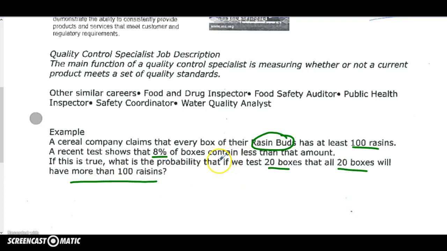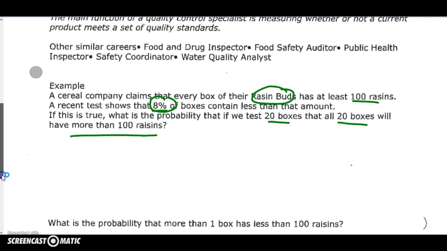So these guys are saying 8% of boxes don't have the right amount, and we want to figure out what happens if I take 20 boxes. So what's the probability that if I check 20 boxes, all 20 will be okay? So if we want 20 boxes on the nose, let's change this. Let's pretend we said at least 19 boxes will have more than 100 raisins. So one way to do that is at least 19 boxes would really be 20 boxes or 19 boxes. So what we're going to do is find P19 and add to that P20.